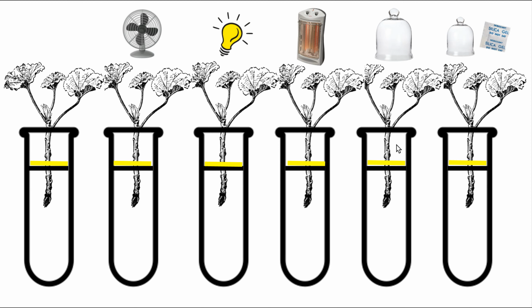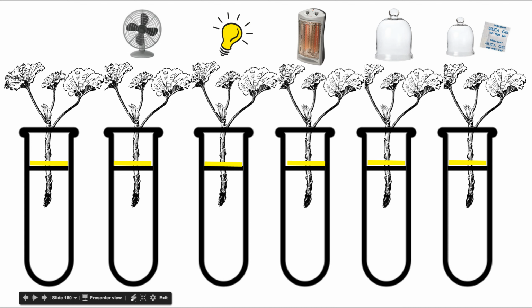So what we're going to do is set up 6 equal test tubes with equal amounts of water and a 1 centimeter layer of paraffin wax. The paraffin wax basically stops any water evaporating directly out of the test tube. So this ensures that any water that is lost from the test tube is lost directly through the leaves of the plant. Okay, we're going to have our experimental control.